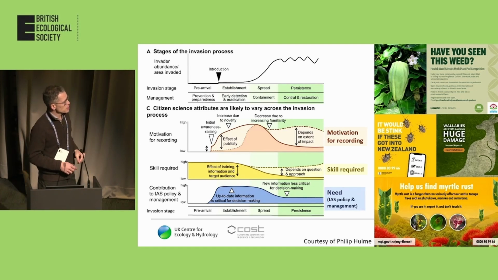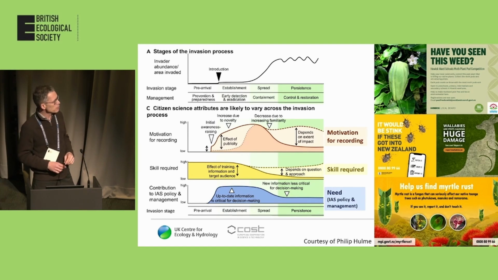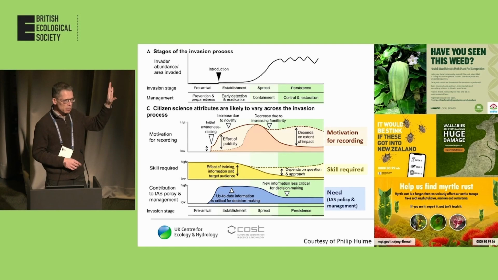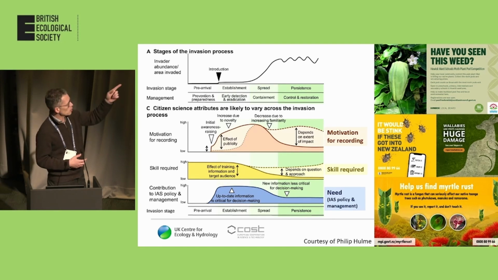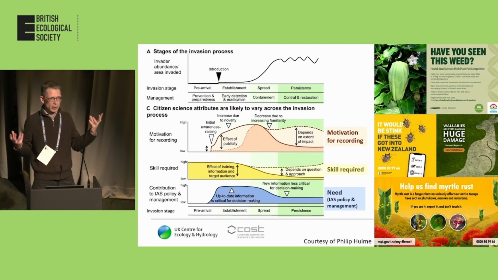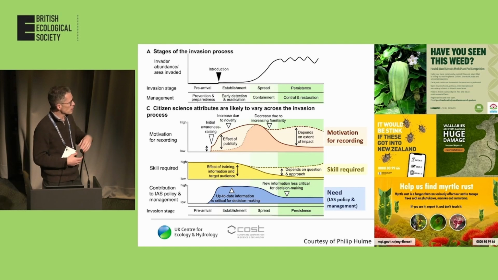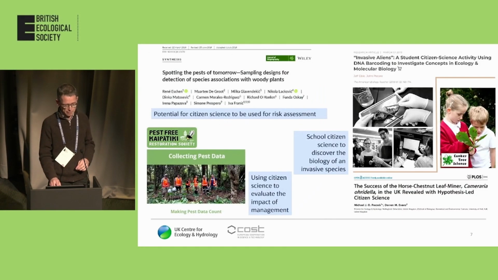So there are some examples of different types of projects from New Zealand, and some of those are more gamified and slightly competitive. The top one is involving school children going out, making records, looking for big things, looking for small things, looking for subtle things like plant diseases as well. So citizen science can be effective right across the range of different invasive species.